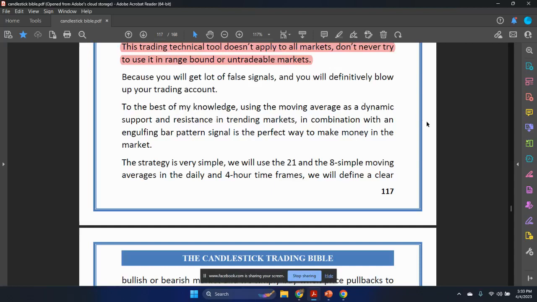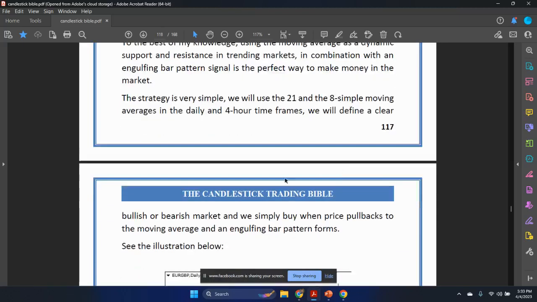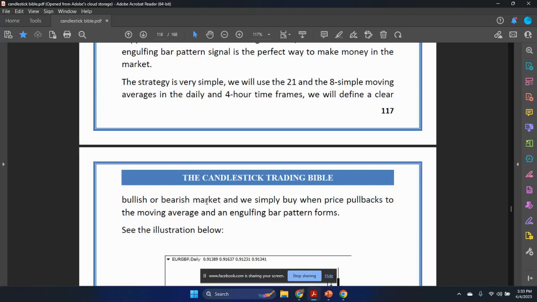To the best of my knowledge, using a moving average as a dynamic support and resistance in trending markets in combination with an engulfing bar pattern signal is a perfect way to make money in the market. This strategy is very simple. We will use the 21 and the 8 simple moving average in the daily and 4-hour time frames. We will define a clear bullish or bearish market, and we simply buy when price pulls back to the moving average and an engulfing bar pattern forms. See the illustration below.